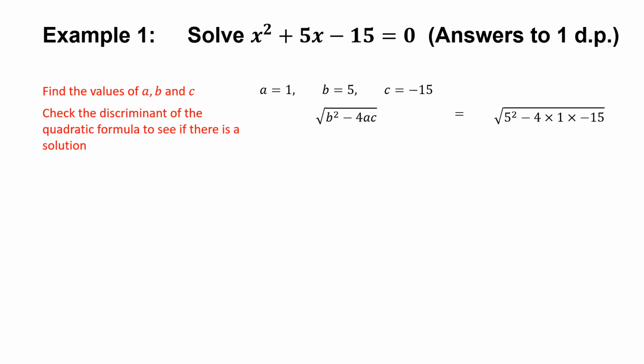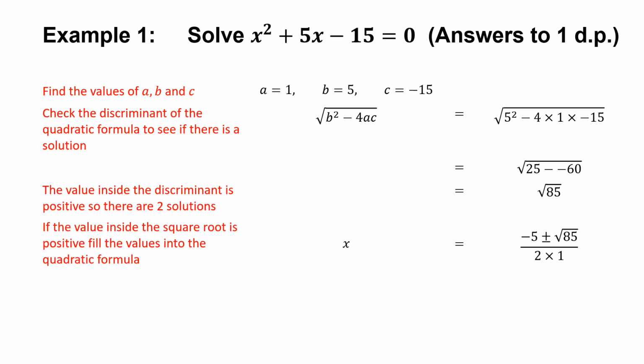The next thing we're going to do is to check the discriminant. So our discriminant, if we remember, is b squared minus 4 times a times c. So in this case, we have 5 squared minus 4 times 1 times minus 15. When we simplify this, we get 25 minus minus 60. So watch out for that double negative. And when we simplify this it's root 85. Now, because the discriminant is greater than 0, we know we're going to have two solutions.